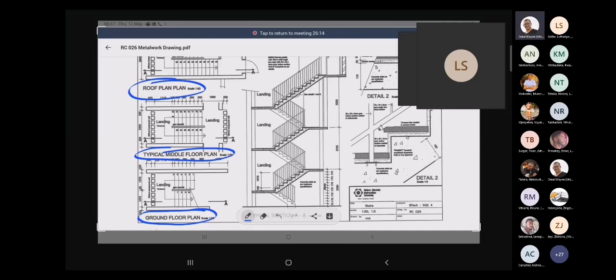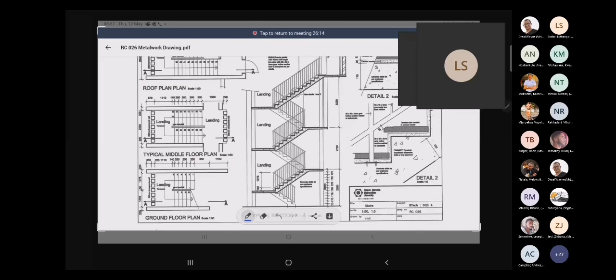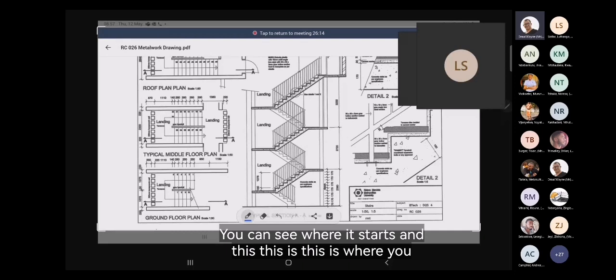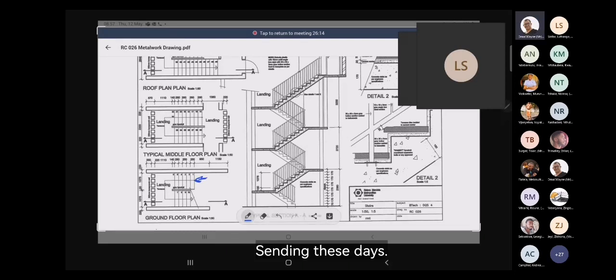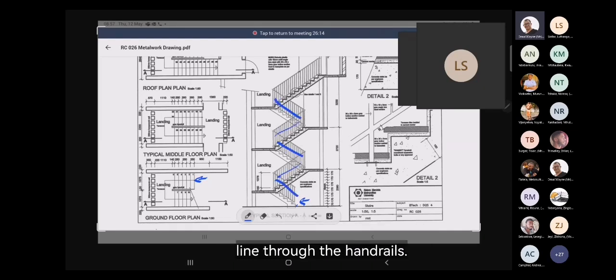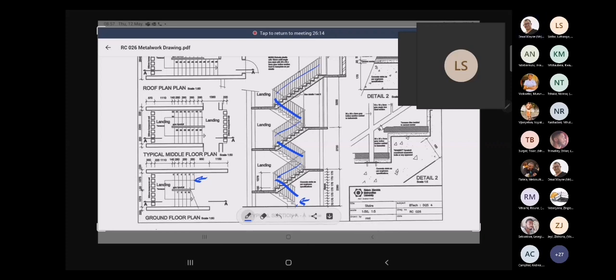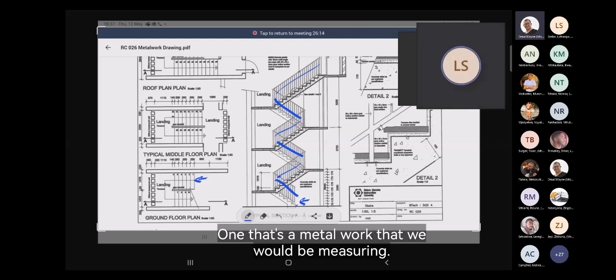Right? As you can see, as we start out on these, you can see where it starts, and this is where you start ascending these stairs. Okay? And that there would be this point over there. Here we can see the handrails that are shown, and I'll just draw a line through the handrails, the railings that we'll be measuring as we go through this. Right? That's the metal work that we would be measuring.